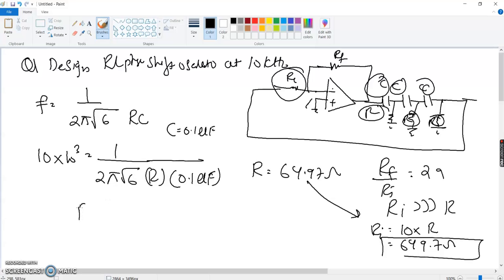On the basis of that, you can figure out your RF value, which would be 29 multiplied by 649.7 ohms, and that turns out to be 18842.46 ohms, right? So that's the value for the feedback resistor over there. On the basis of these values, if you implement that circuit, you would eventually have no phase shift because the phase shift would be cancelled, or 360 degrees, which is again the same. You know your value for the feedback, you know your value for the input resistors, and you know the values for the capacitors and the resistors. So this is how you have designed an RC phase shift oscillator at a frequency of 10 kilohertz.